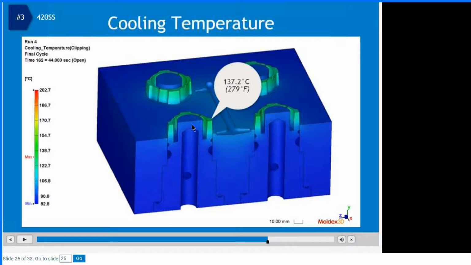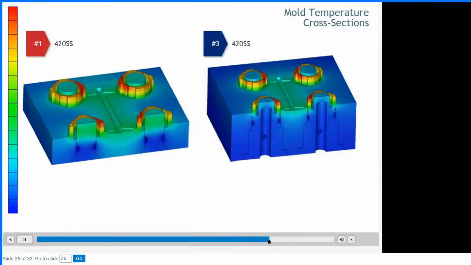Aha, so here, this helped a great deal to optimize the temperature of this insert now. It all looks like blue. That means relatively uniform temperature. Comparing this third example with the first, here you can see the temperature distribution for the two designs.